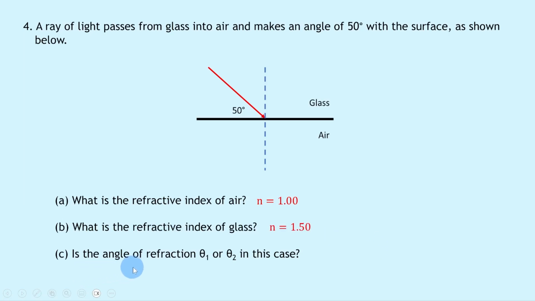And then for part C it says, is the angle of refraction θ1 or θ2 in this case? Well, notice how the incident ray is within the glass, so that means the angle of incidence is going to be in the glass, which is θ2, and therefore the angle of refraction is going to be the angle between the normal and the refracted ray, which is in the air. So that's going to take a value of θ1, because remember θ1 is always in the air or the less dense medium. So we could say here the angle of refraction is θ1 since this is in air.